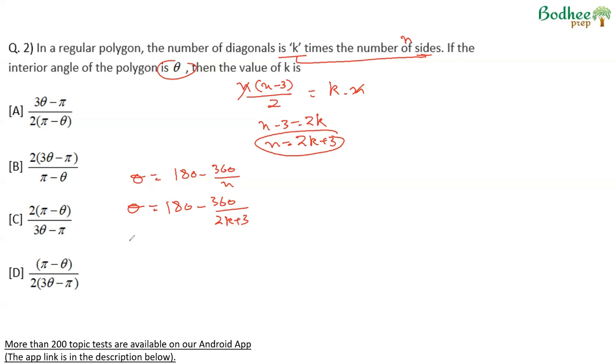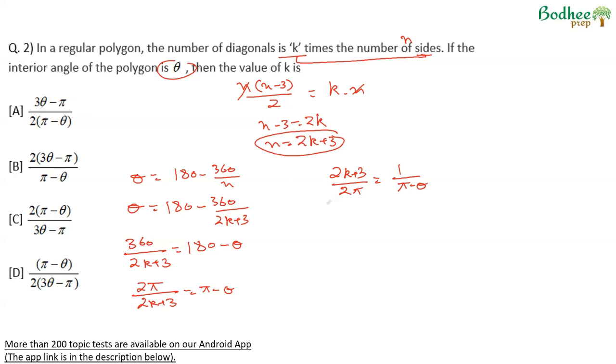So I take 360 here. 360 upon 2k plus 3 is equal to 180 minus theta. Since the options are in pi, let us replace 180 by pi. So 360 becomes 2 pi upon 2k plus 3 is equal to pi minus theta, because 180 is equal to pi. I take the inverse of this. 2k plus 3 upon 2 pi is equal to 1 upon pi minus theta. Cross multiply. 2k plus 3 is equal to 2 pi upon pi minus theta.